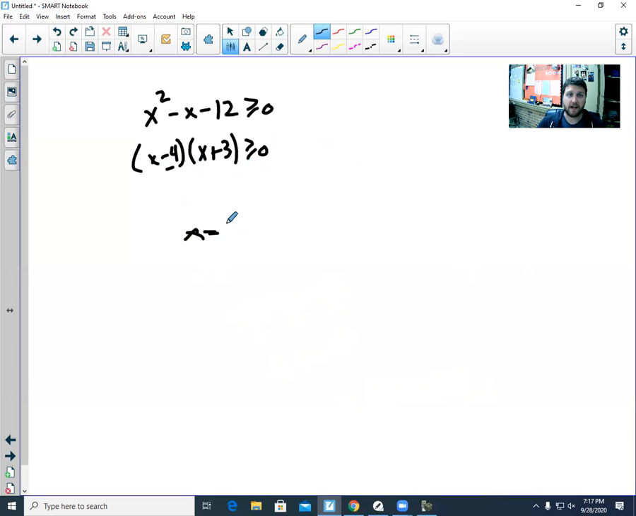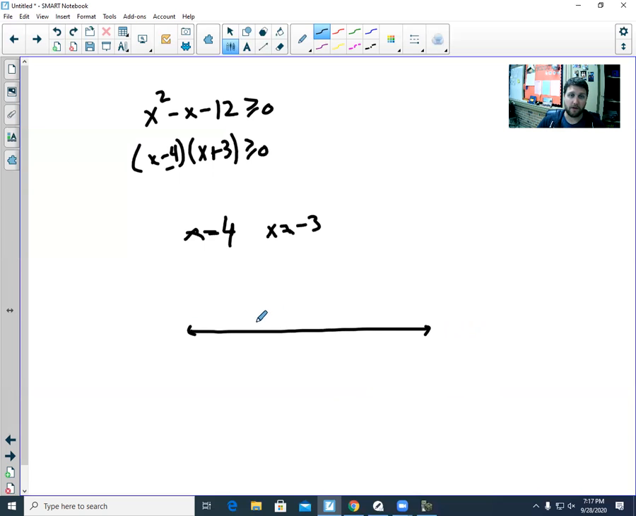I know my answers are going to end up being x equals 4 and x equals negative 3. Those are my 2 answers. But I don't know if it's x is bigger than negative 4, x is less than negative 3, x is less than 4, x is greater than 3. I don't know. So the way that I'm going to do this is I'm going to put these on a number line. And then I'm going to test them.